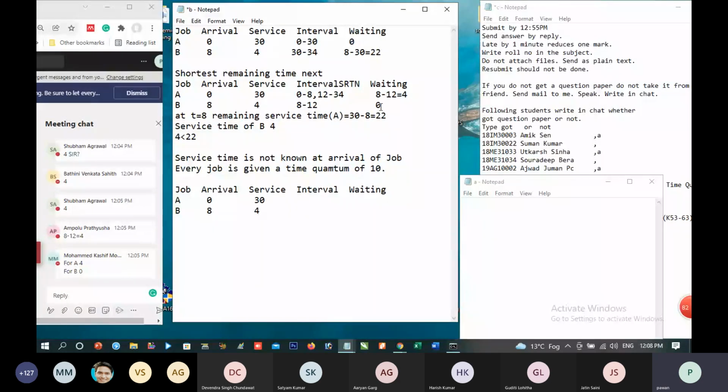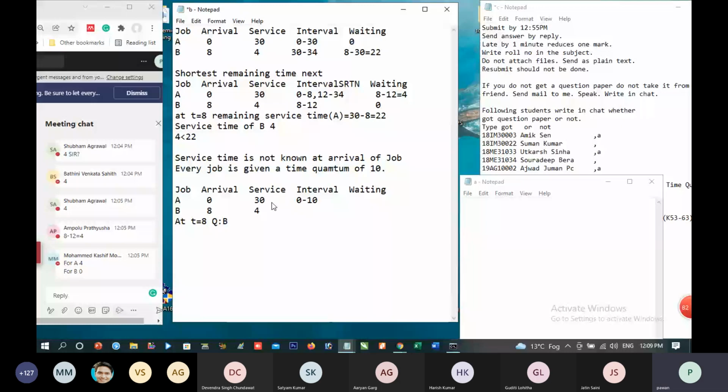In the beginning, we talked about without preemption. Then we talked about with preemption, and with preemption we are continuing, which is round robin. Job A will be given 10 units of the time for service. It is not over. So at t equal to 8, what is Q? In the queue, job B is there.